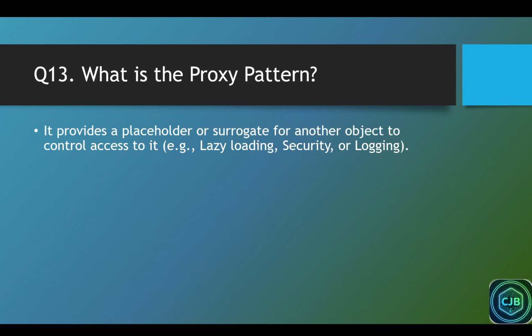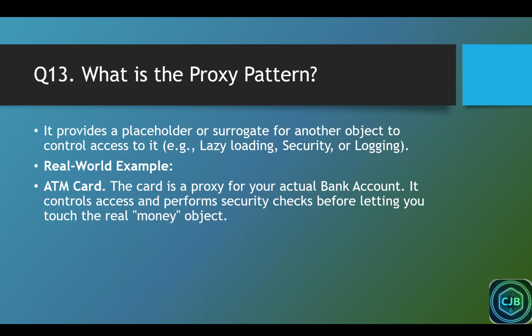What is the proxy pattern? It provides a placeholder or surrogate for another object to control access to it. Lazy loading, security, or logging. Real world example: ATM card. The card is a proxy for your actual bank account. It controls access and performs security checks before letting you touch the real money object.